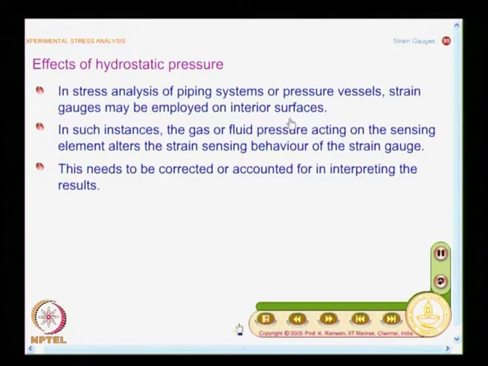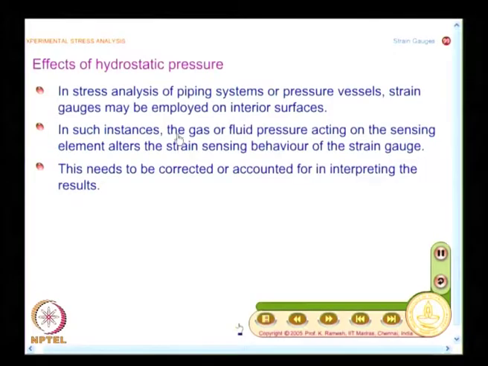So, what happens, on earlier occasions you had strain gauges pasted on a free surface. It was only sensing the strain of the base specimen. There were no direct forces acting on the strain gauge. But the moment you come to internal pressure, what happens? The gas or fluid pressure acting on the sensing element alters the strain sensing behavior of the strain gauge, which you cannot ignore. This really happens.